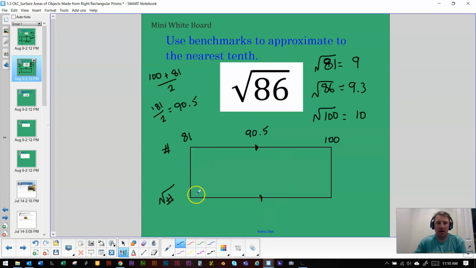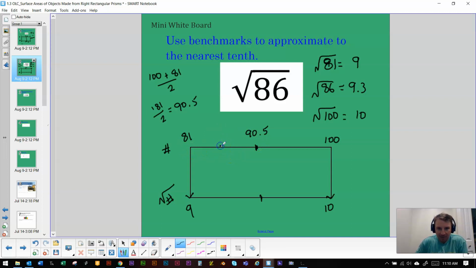Let's go down to the bottom now. What's the square root of 81? We've already talked about this. It's 9. What's the square root of 100? We know it's 10. And once again, we know that the final square root for 86 is going to be somewhere between these two. If this is 90.5 up here, where is 86 going to fit between 81 and 90.5?